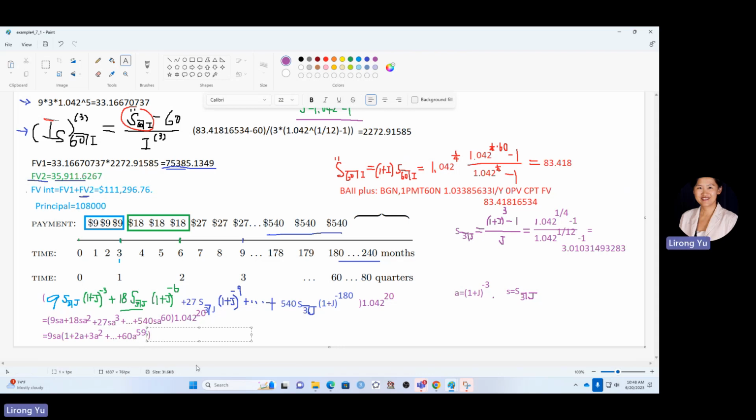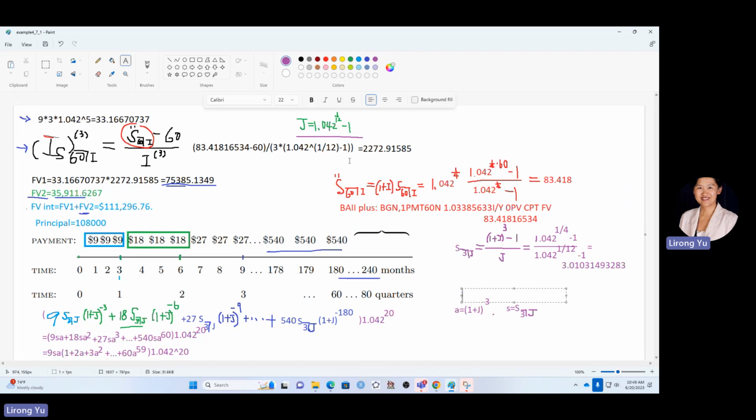All right, and then this is multiplied by 1.042 to the power of 20. So the calculation becomes slightly easier. And then you can see we have the S value for A, and it's not so hard to find the value for S. S is already calculated. A is 1 plus j to the negative 3 power. That is not hard to calculate either.